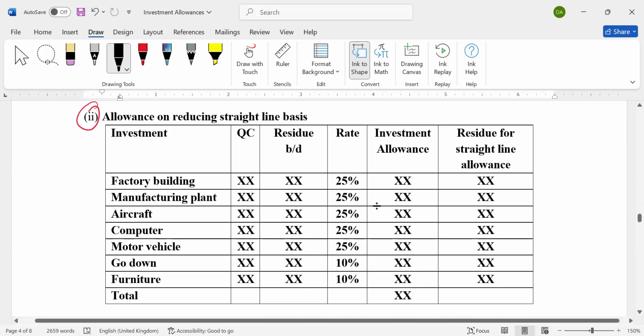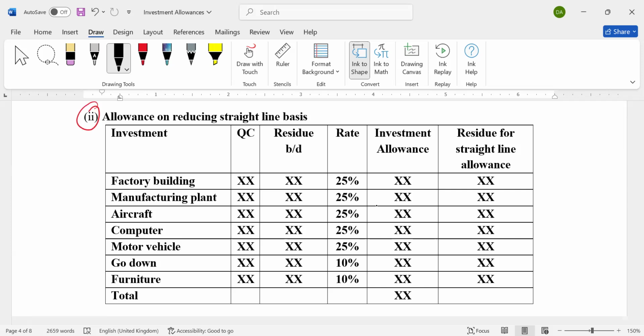So when we come to a schedule where we grant investment allowance on straight line basis, this is what we are going to have. Again, qualifying costs. We bring in the residue from the previous period. This qualifying cost is of the item which qualifies for that particular allowance. The residue brought down is brought here. Then grant investment allowance, either at the rate of 25% or at the rate of 10%. Then, after granting investment allowance, we have the residue, that is what is remaining. That is one way you can do this. It is a long method, but it is usually easy to understand.